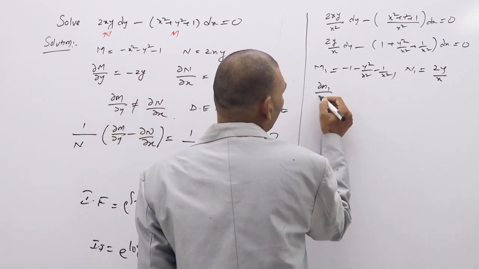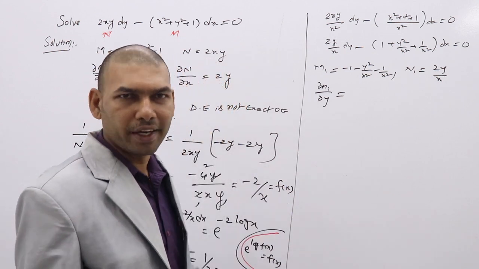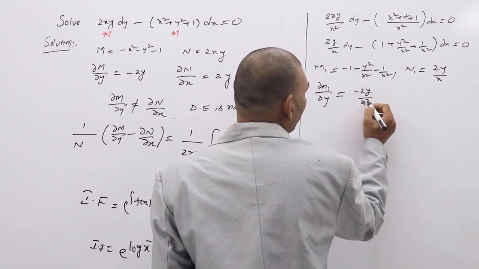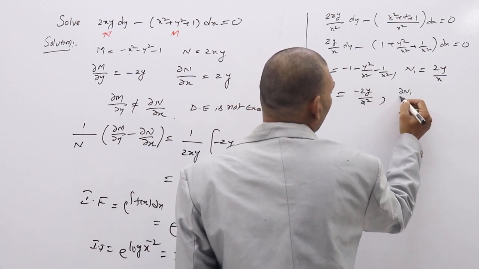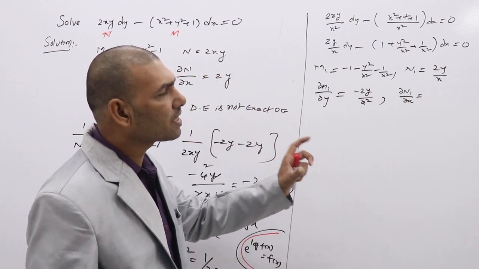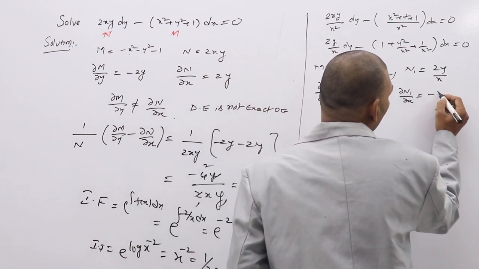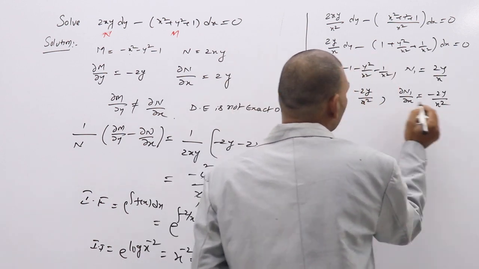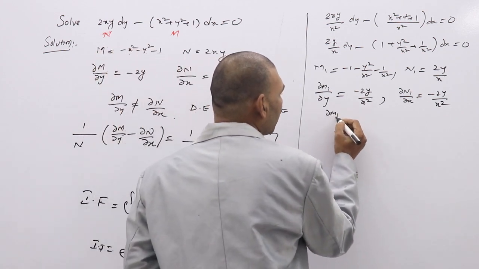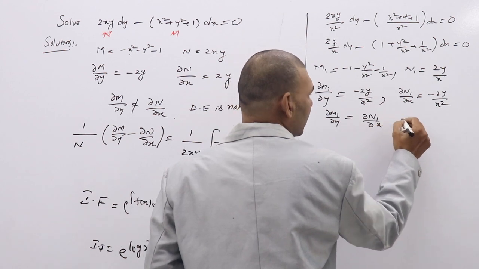We will prove it. Dou M1 by dou y, differentiate with respect to y, that means differentiate y terms only. Differentiation of y square is 2y, so minus 2y by x square. Dou N1 by dou x, differentiate with respect to x. Differentiation of 1 by x is minus 1 by x square. These two are equal, so dou M1 by dou y equals dou N1 by dou x.